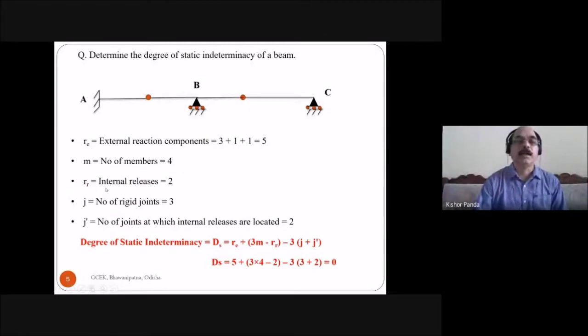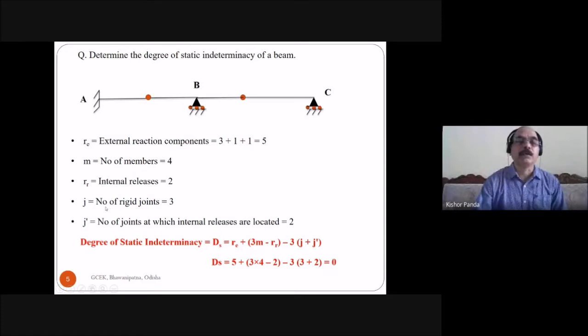And RR is your internal release. How many internal releases? Here one internal hinge means one internal release of force takes place, and here one internal hinge means one internal release of force takes place. So there are 2 internal releases. Here one internal release, and here another internal release.